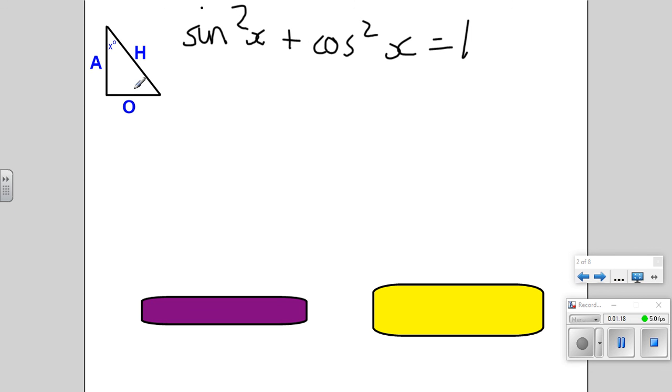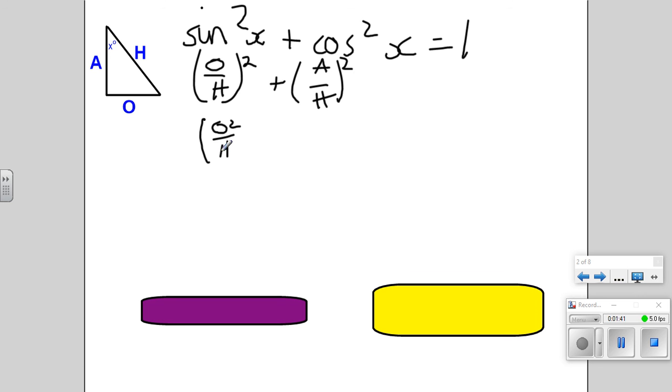Sine x is equal to your opposite over your hypotenuse, and if we square that, and then we do the same with cos squared, we get our adjacent over our hypotenuse, squared. Now we know when we multiply a fraction by itself, all we do is multiply the top line, multiply the bottom line. So what we end up with is O squared over H squared plus A squared over H squared. Okay, so writing that as a single fraction, we get O squared plus A squared over H squared.